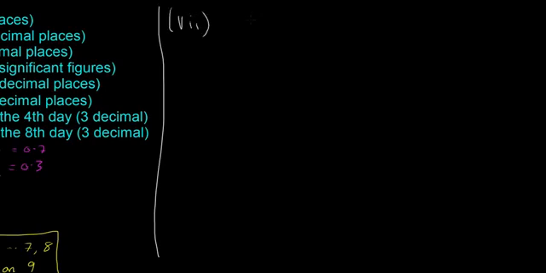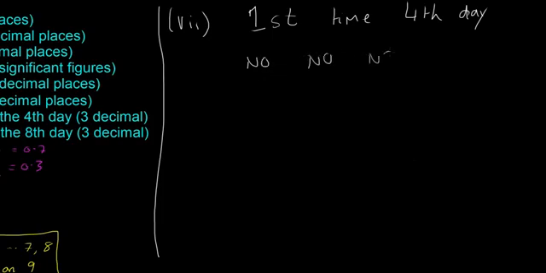Part 7. So it says for the first time, 4th day. Okay, so the probability that they have potatoes for the first time on the 4th day. So what that means is they have no potatoes, then no potatoes, and then no potatoes. So that's day 1, 2, 3, and then we'll say yes. On the 4th day they do have potatoes.